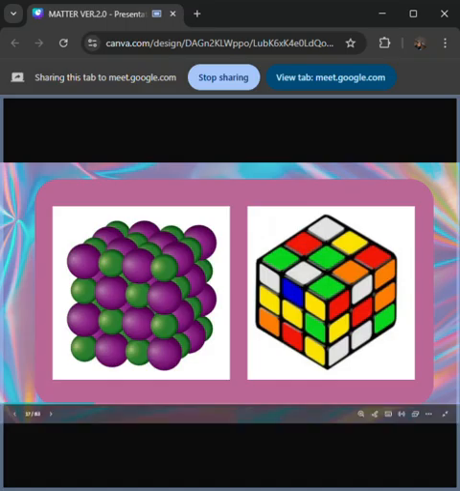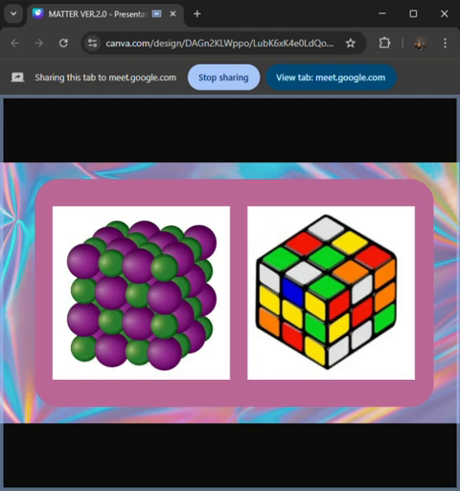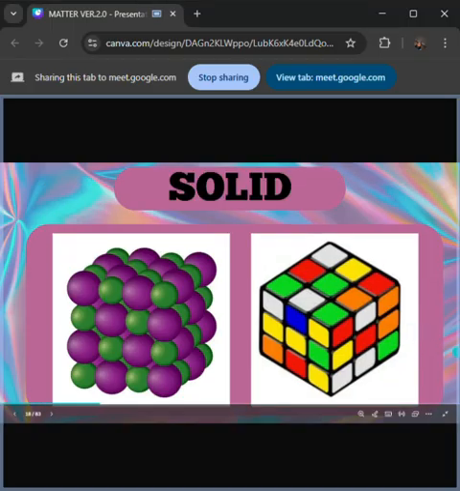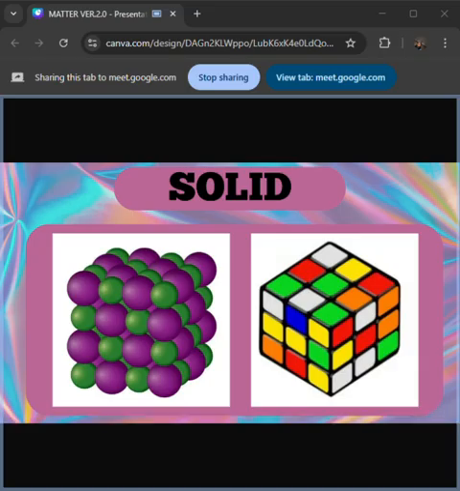What are these in the pictures? Anyone? Yes, Christine. Oh, okay, solid. Let's find out. Next slide. Okay, you got that right. Perfect, Christine. That's solid. Next slide, please.